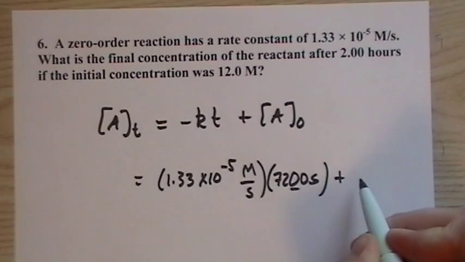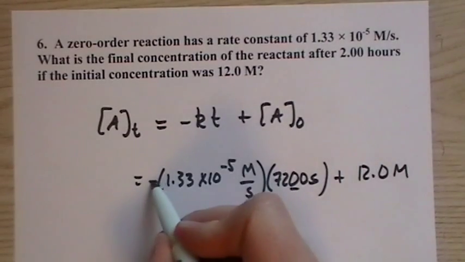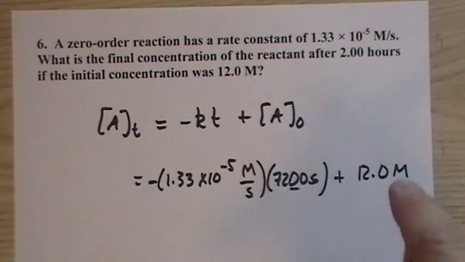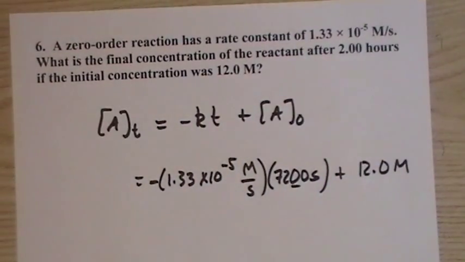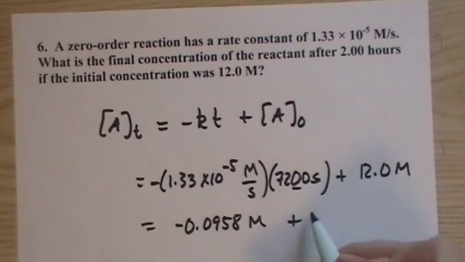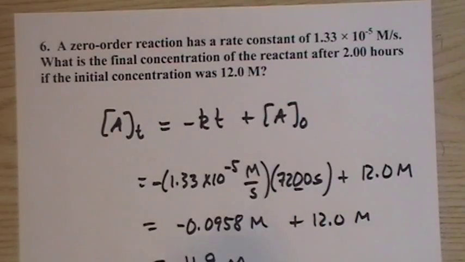And then plus the initial concentration was 12 molar. And we need that negative there. Forgot that, because if we had that, it would just add on to this concentration, making the final concentration greater. Can't be. So when I looked at it really quick, I see there's something missing, that negative there. And then we have 1.33 times 10 to the minus 5 times 7,200. And we end up with minus 0.0958 molar plus 12, and we end up with 11.9 molar for the final concentration.